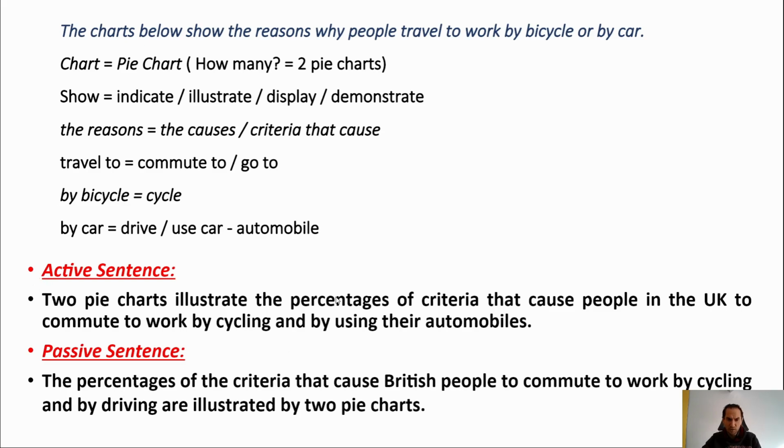You say the percentages of criteria that cause people in the UK, or British people, to commute to work by cycling and by using their automobiles. Now this is present tense, and the percentages here is your object. So you will say are, present tense, be: am, is, are. You will use are here. So percentages are illustrated by 2 pie charts. That's it. This is how we make it passive. Up to here I will go over again in Turkish.